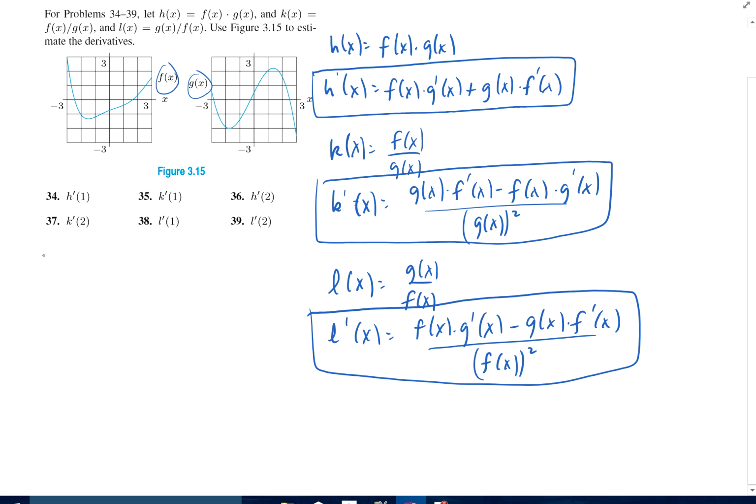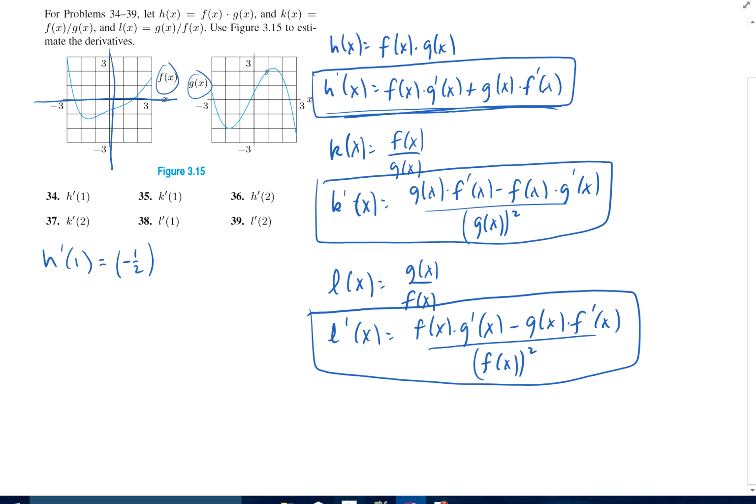So let's find h prime of 1. I'm going to plug 1 in for x. Looking over here at the graph, f of 1 is negative 1/2, times g prime of 1. So g prime of 1.